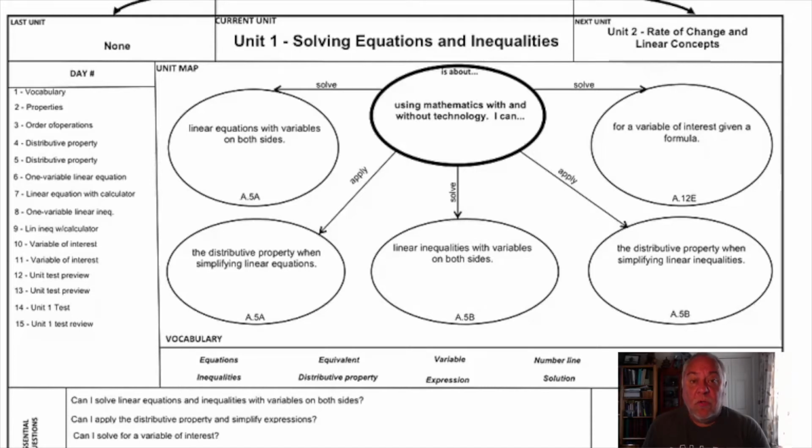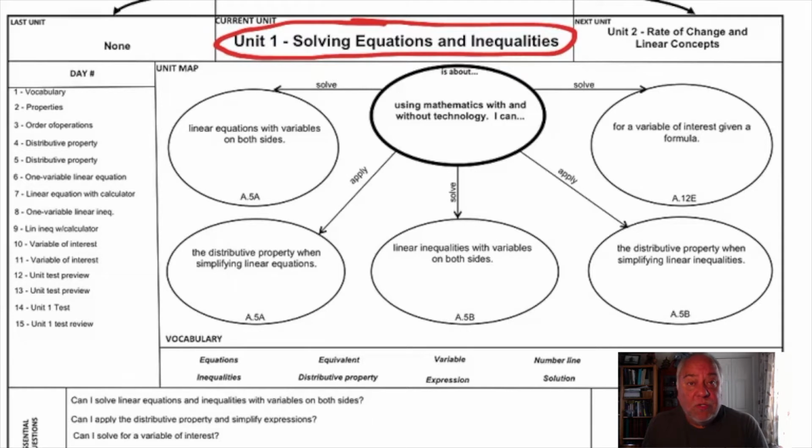Okay, we're looking at the unit organizer for Unit 1, and what we see is that we are solving equations and inequalities. As you remember, an equation is a mathematical expression that has an equal sign. One side is equal to the other. And an inequality has a greater than or less than, or greater than or equal to or less than or equal to symbol. So x is greater than 3, for example, or y is less than or equal to 42. So that's what we're going to be looking at in this particular unit.